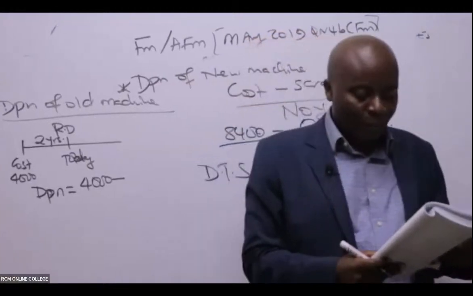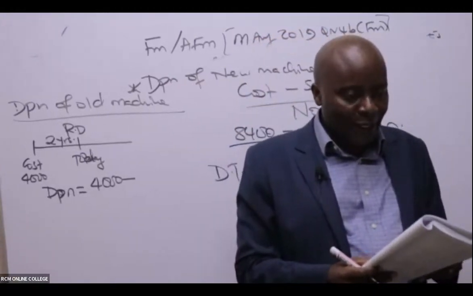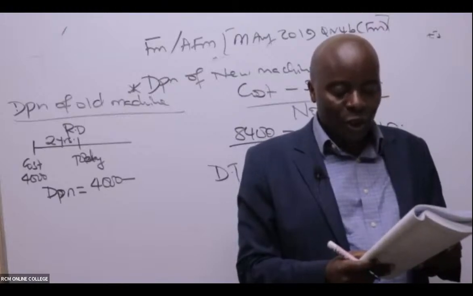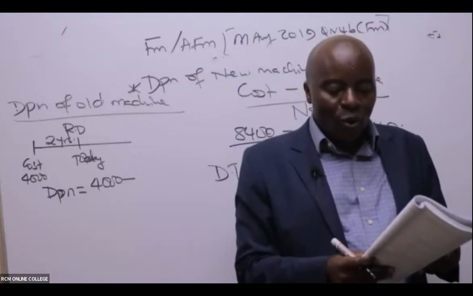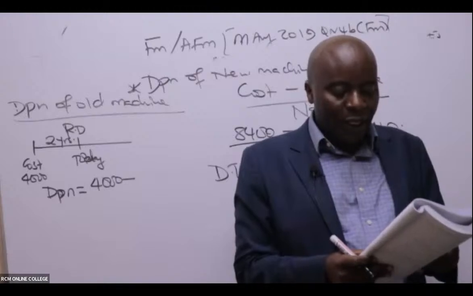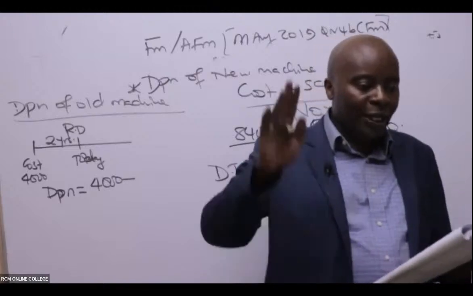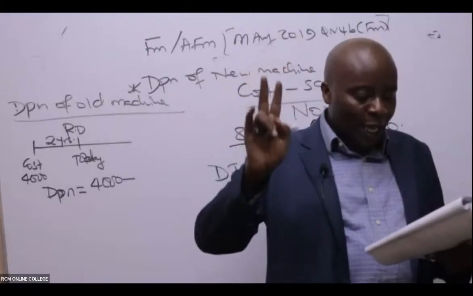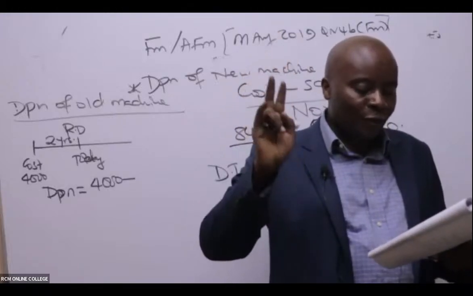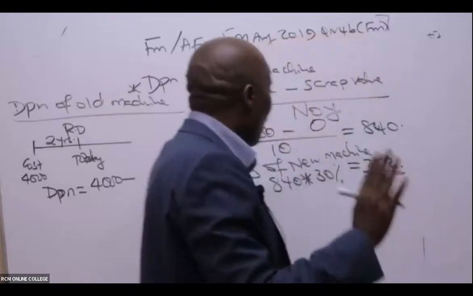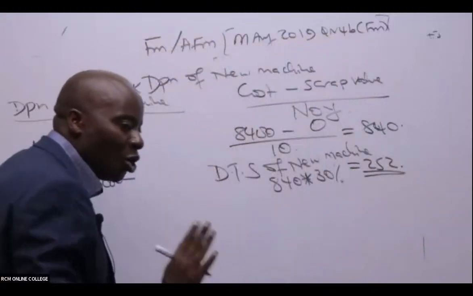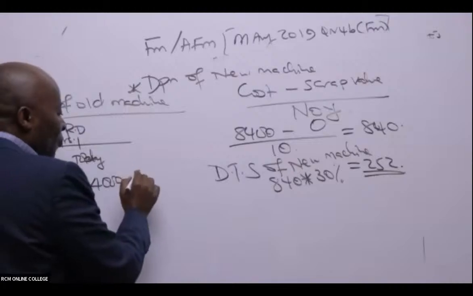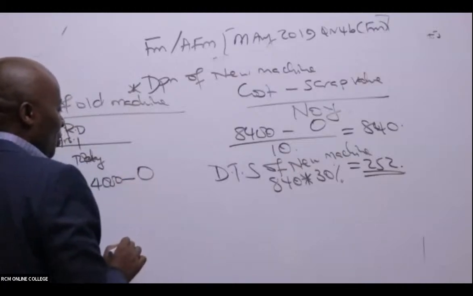Initially, Juhudi Industries Limited intends to replace an existing machine with a new one, which is more efficient. The existing machine was acquired 2 years ago at a cost of 4 million. The useful life of the machine was originally 5 years with no salvage value. Initially, no salvage value.